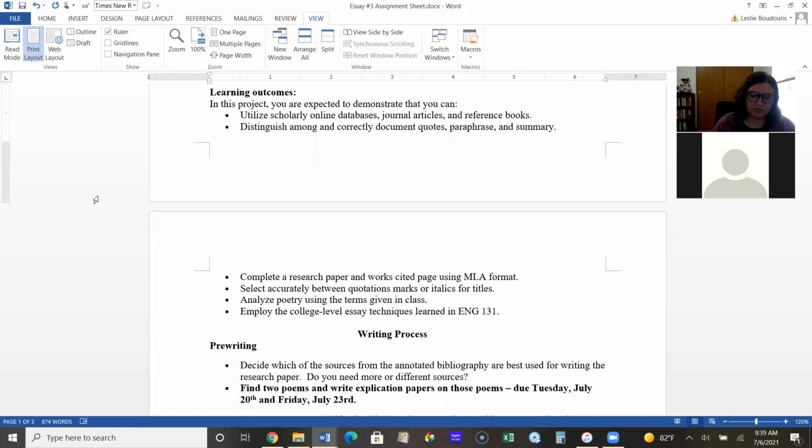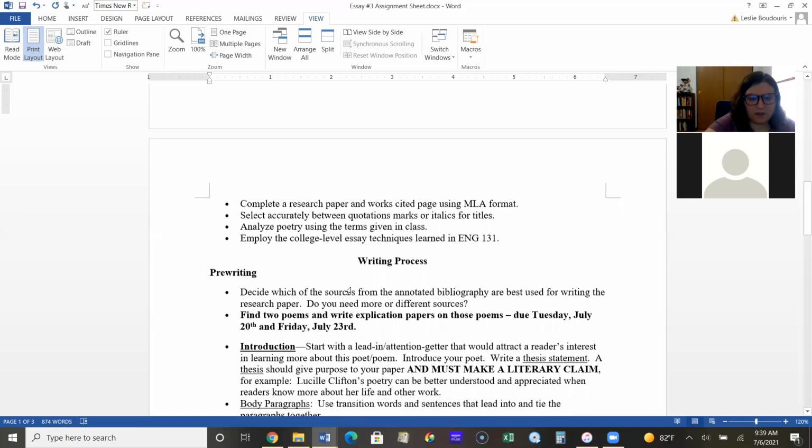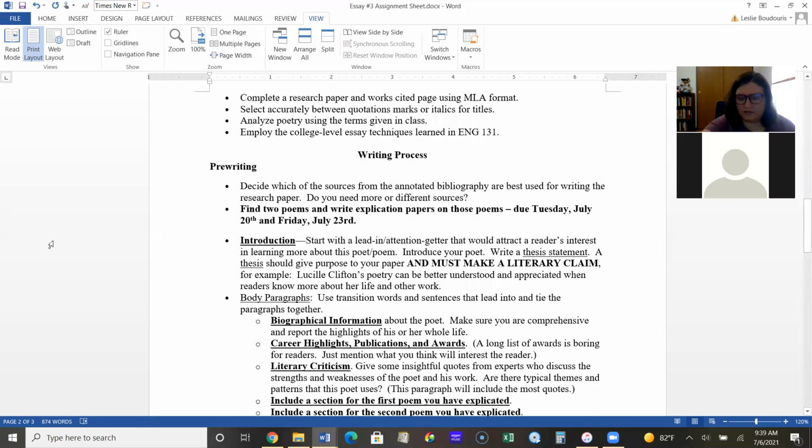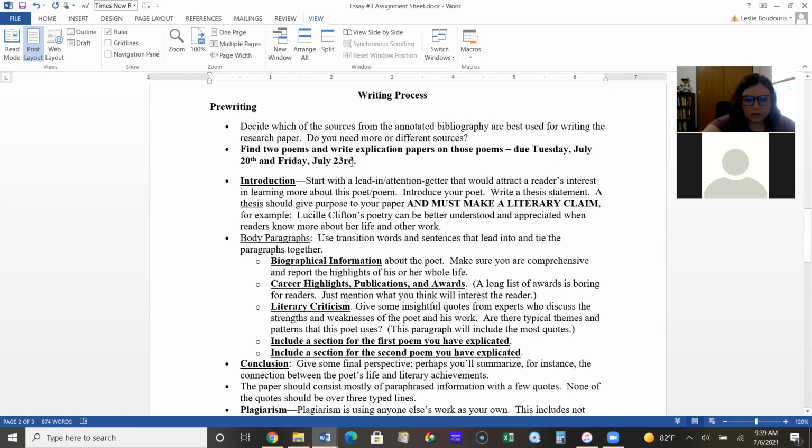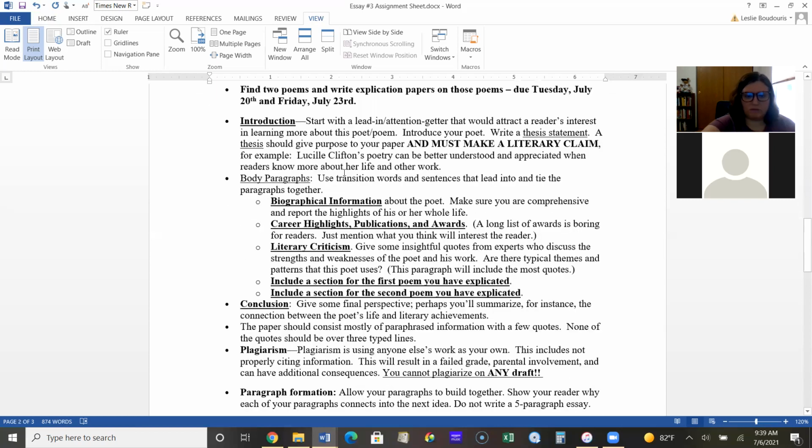Analyze poetry using the terms given in class, which we're going to talk about today and which was really important for the reading today, the textbook. And then employ the college level essay techniques I just talked about a moment ago. There's a breakdown. So those are the dates for the explication, which I'll talk about in a minute.